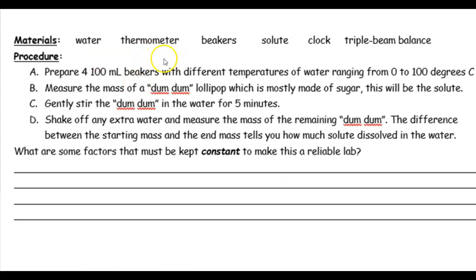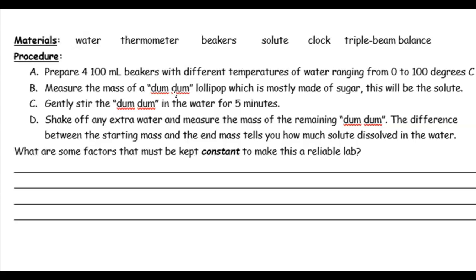To do a lab like this, we would need water, of course, thermometer, beakers, sugar as our solute, a way to keep track of time, and a way to measure the mass. We'll prepare 4 independent beakers of 100 ml each with different temperature ranges, somewhere between 0 and 100. We'll measure the mass of our sugar, which could be represented by a lollipop, candy cane, or whatever you have handy that can be sugar. Maybe it's a sugar cube.